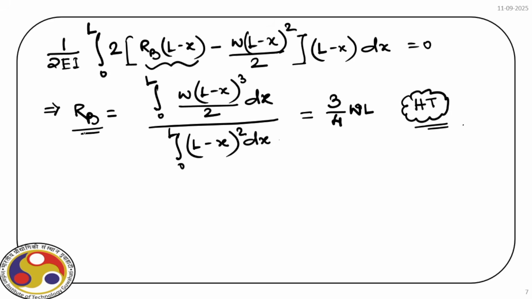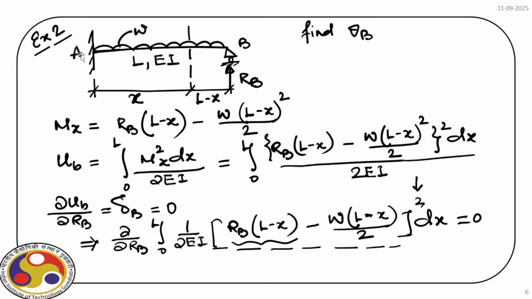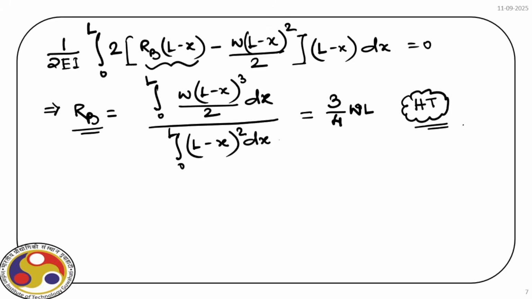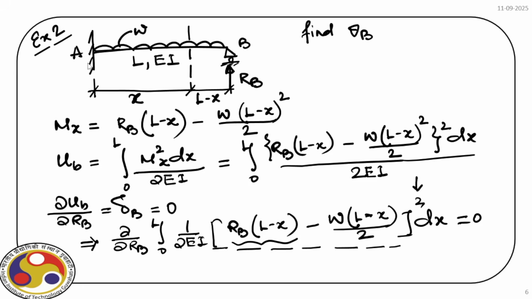Before we move further, you can see we started with an indeterminate structure, and using Castigliano theorem, we have solved the structure. We now have RB. Then we can also find out the reaction at the end A and also the moment at the end A.